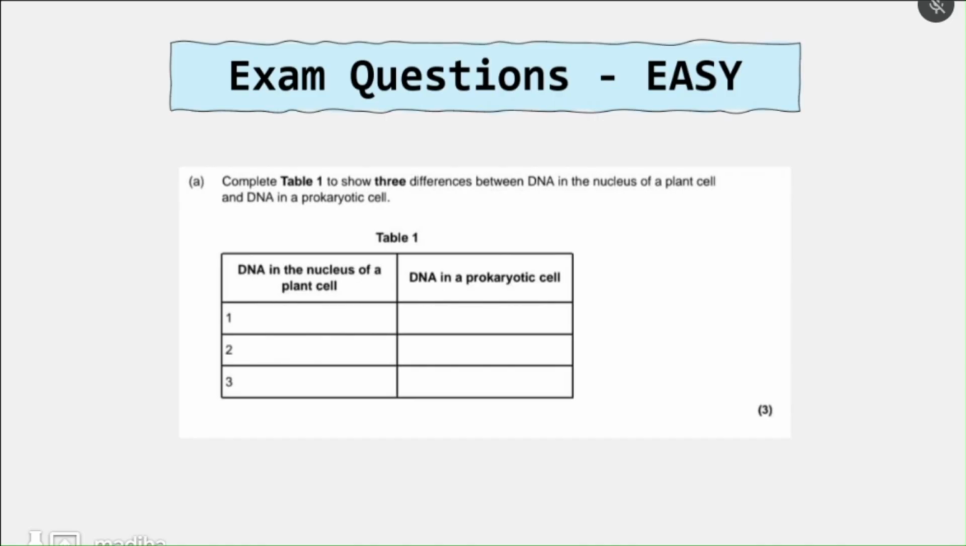I've got four exam questions for you to do. I think we should spend about five minutes on each one. I've put this on the board. It's three marks, so we can do this in two minutes. If you want to get a piece of paper, hopefully you can see that question. Complete table 1 to show three differences between DNA in the nucleus of a plant cell and DNA in a prokaryotic cell. I'm just going to highlight some keywords here and fill in the table. I'll come back and we can go through the answer.